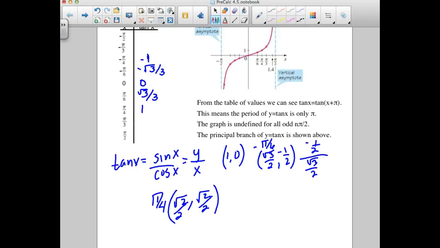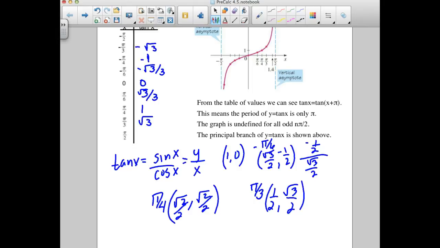All right, pi over 3's. What's my ordered pair at pi over 3? Tangent would be root 3 over 1, right? The 2's would drop out again. Can you visualize that? So tangent here would be root 3. For the negative version, we have negative root 3.